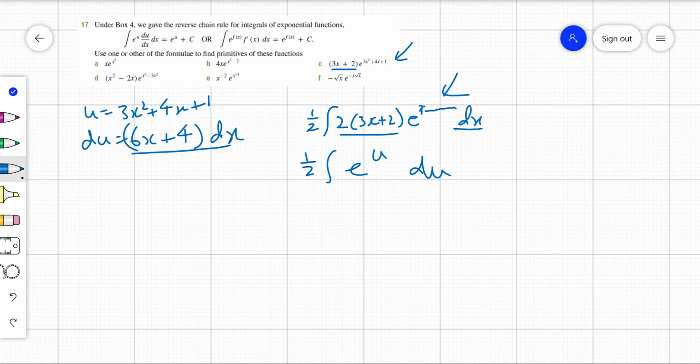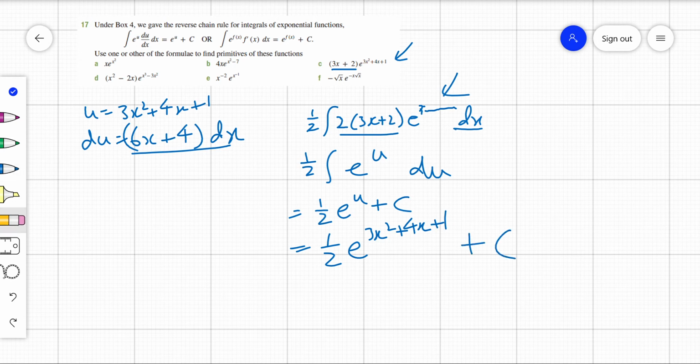So again, oh sorry, it was so messy. I've got half e to the, and u was 3x squared plus 4x plus 1. So exponentials are nice. They're a bit boring.